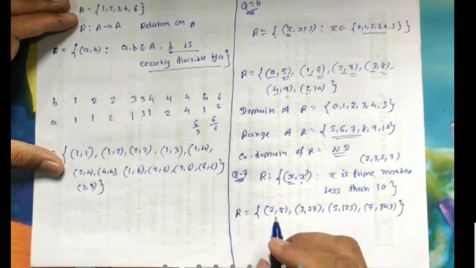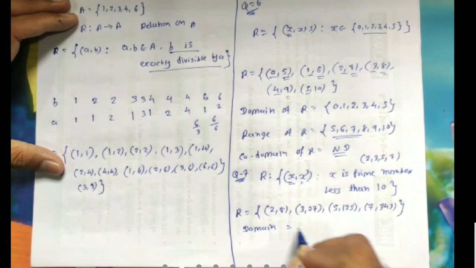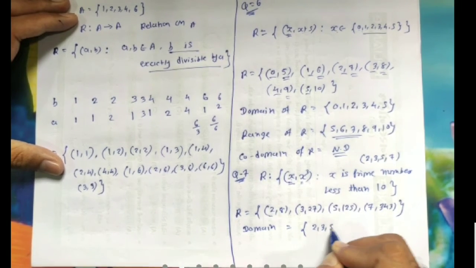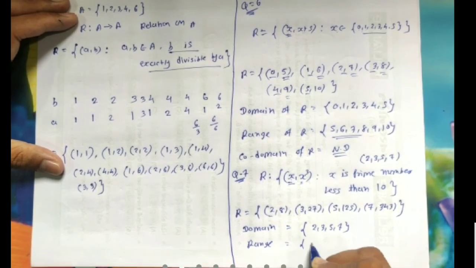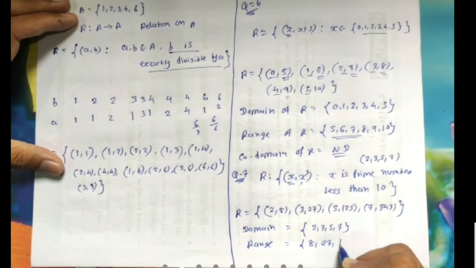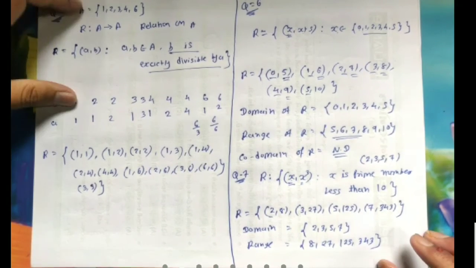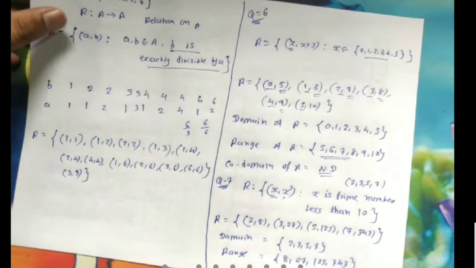So this is our relation R, and for this one also we are defining domain and range. So what is the domain? 2, 3, 5, 7. Now what is the range? 8, 27, 125, 343. What is the codomain? Here we can't define the codomain. If we have to assume, what will we assume? Set B is the codomain. Clear?